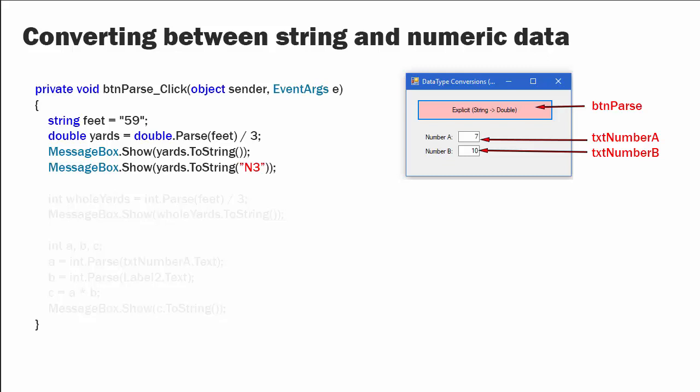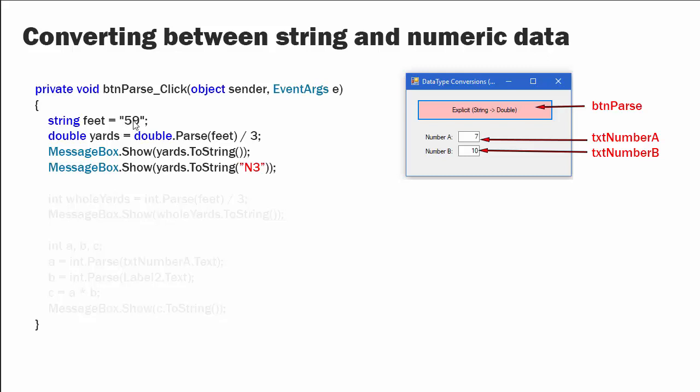So I've created a little application here. I'm going to do 3 different things to demonstrate converting between string and numbers to string. So the first piece of my code, I create a variable called feet, which is a string data type, and I assign it a literal string of 59. Remember, this is not a number. This is string data. It's characters.